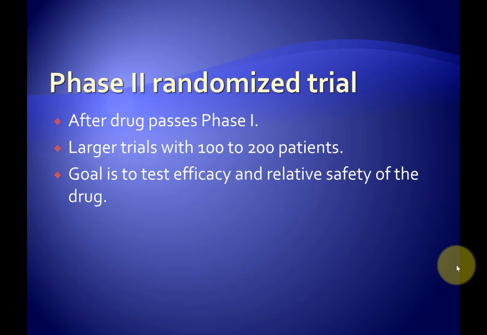Phase 2 are clinical investigations with a much larger sample size of patients. Usually the number ranges between 100 to 200 patients. The goal is to test efficacy, meaning how well the drug does what it's supposed to do, and the relative safety, considering that the greater number of patients are enrolled, thus the probability of experiencing any side effects on different individuals should be higher if the drug is too toxic.